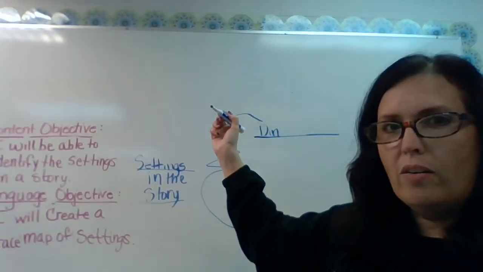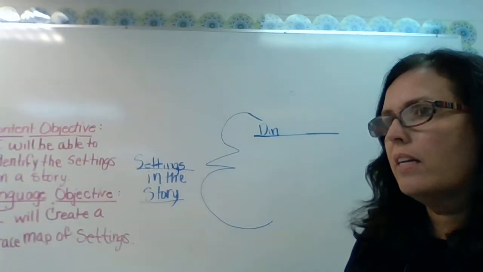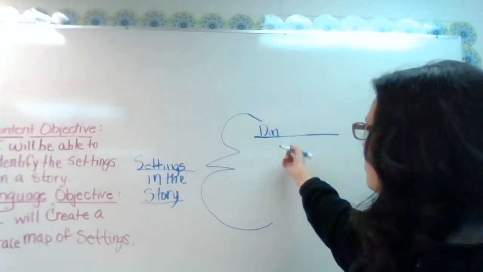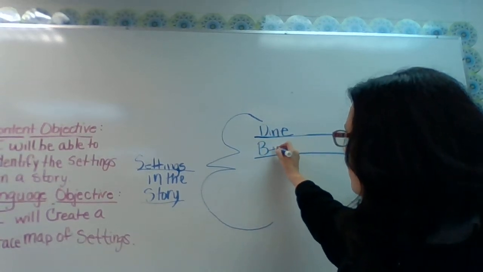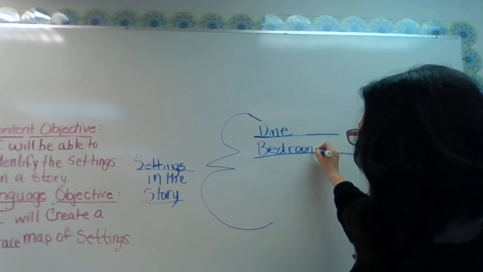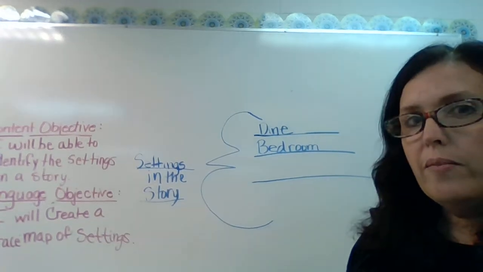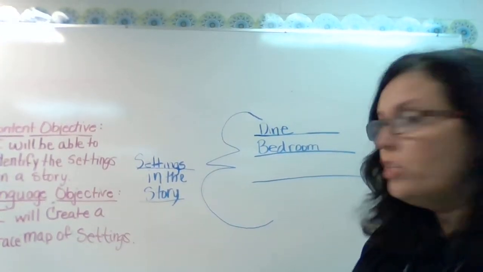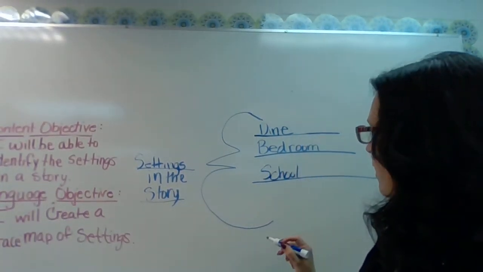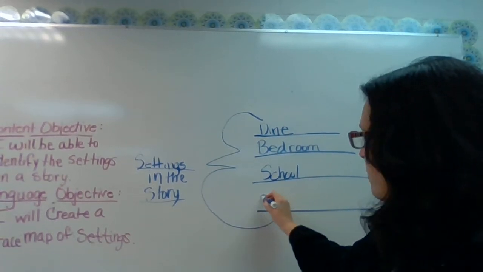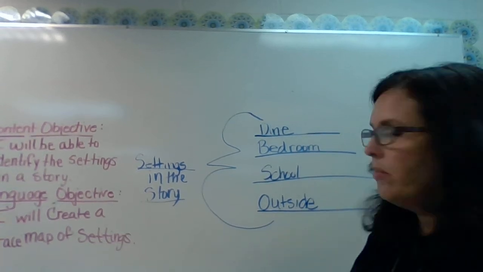And all those kinds of things in her house, right? She also was in the bedroom at her house, where she would go to bed. So we'll put bedroom. Another place that she was in this story was her school, right? She was at school with Mr. Martin. And another time they were outside practicing the fire drill. They were outside their house.